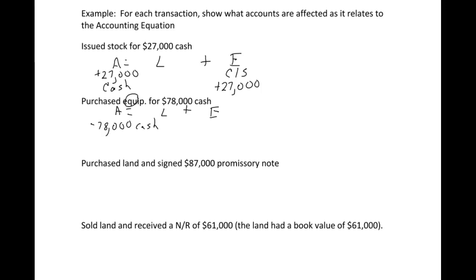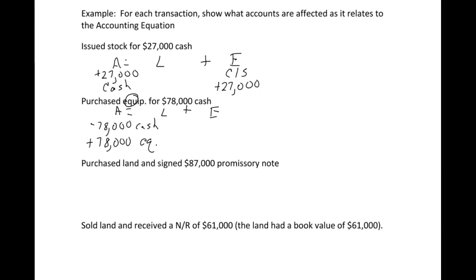However, equipment is also an asset, so we also increase our asset account by increasing equipment. Notice we don't have anything affected on the right side of the equal sign, meaning liabilities and equity are not affected, only the asset side. But it increased by 78 and decreased by 78 at the same time. Thus, the accounting equation still holds because it's essentially 0 equals 0 plus 0 as our overall effect.